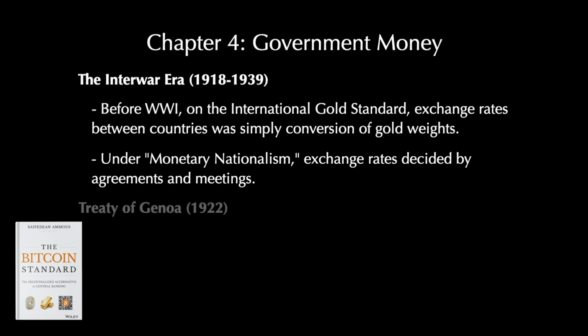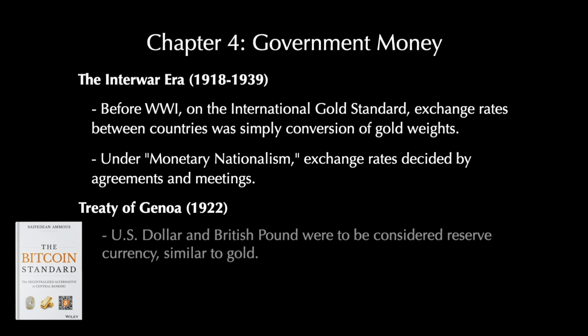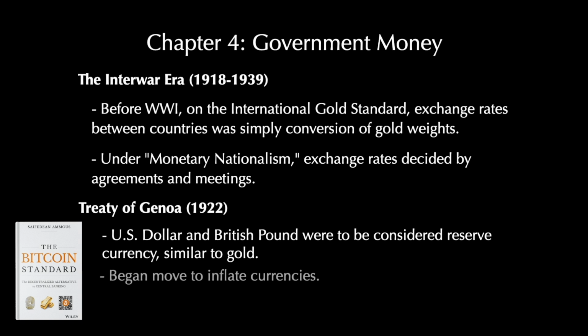In 1922, the Treaty of Genoa was enacted and was the first major law of monetary nationalism. Under this treaty, the U.S. dollar and the British pound were to be considered reserve currency, similar to gold in other countries' reserves. This began the move toward the inflation of currencies in order to fix economic problems.